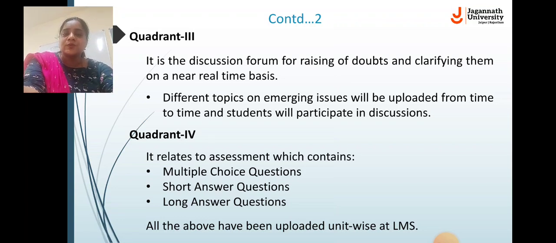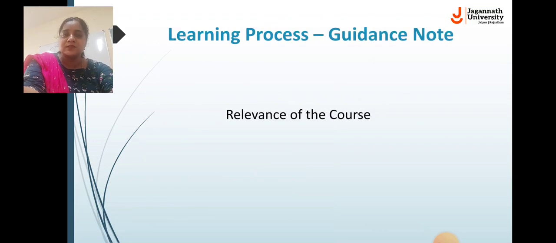Next is course quadrant 4. It relates to the assessment, which is basically about how, during different points of time during the delivery of this course, we will assess your performance. So it would be in the form of multiple choice questions, short answer questions and long answer questions. This would help to understand the performance of the students.